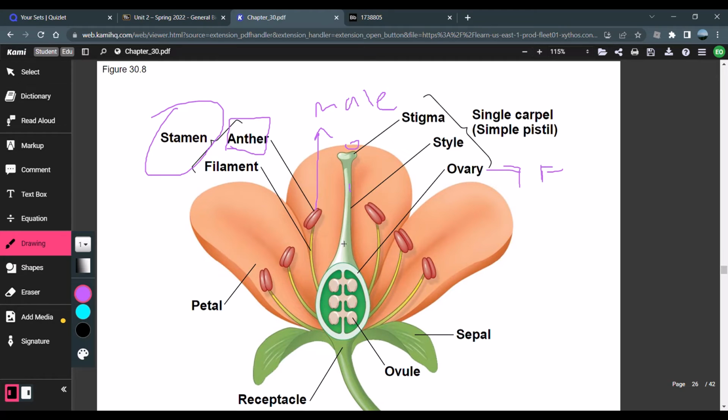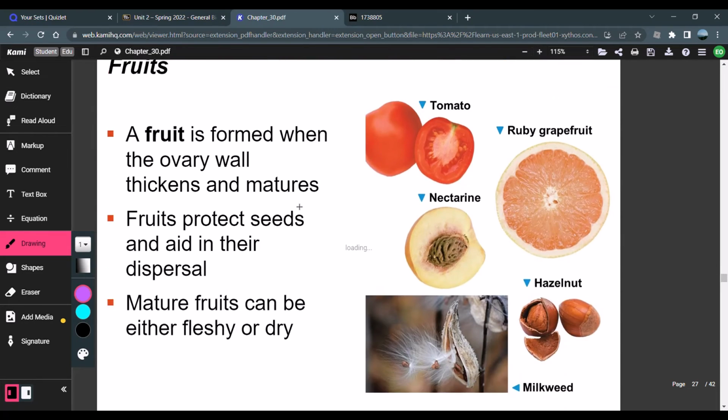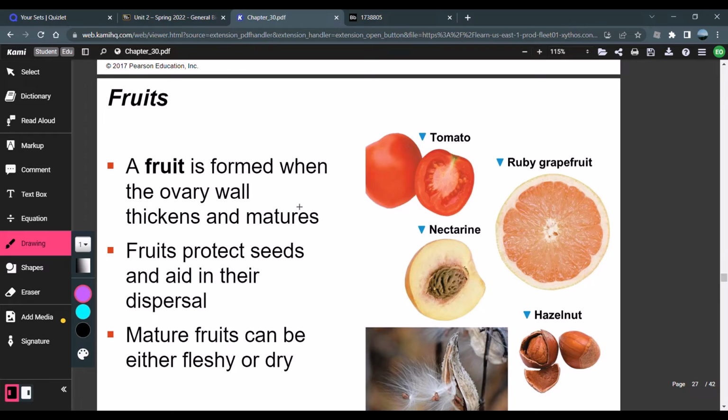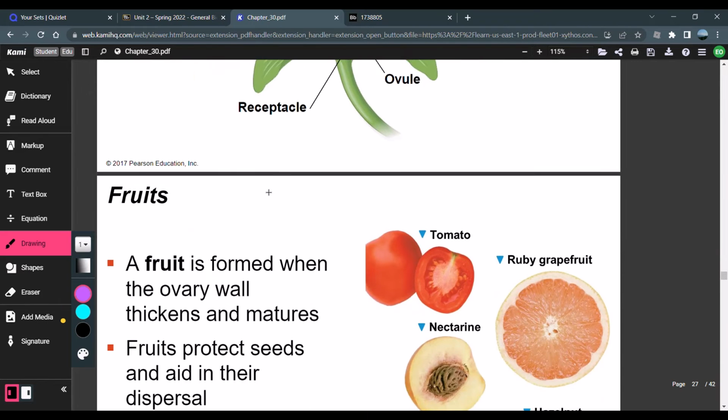So this long neck is called a style. The top of the style is called a stigma, and the ovary is this little lump here. Here we have the sepal. Sepals are like little green petals. The green petals are called sepals, while the colorful petals are called petals. Pretty simple, right? A fruit is formed when the ovary wall thickens and matures. So as this here thickens and matures, it becomes the fruit.